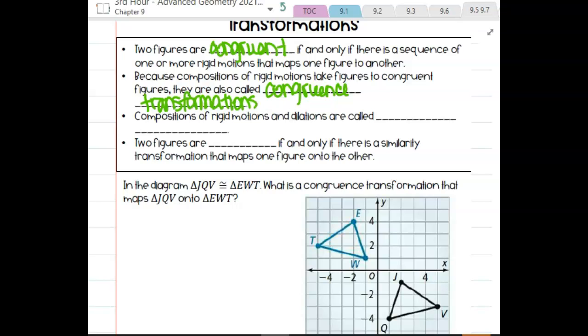So the first 3 are congruence transformations, but dilations are going to be compositions of rigid motions, and dilations are called similarity transformations. This produces figures that are the same shape, but not necessarily the same size, because they're going to be bigger or smaller. So 2 figures are similar if, and only if, there's a similarity transformation that maps one figure to the other.